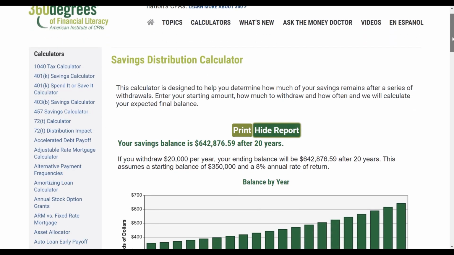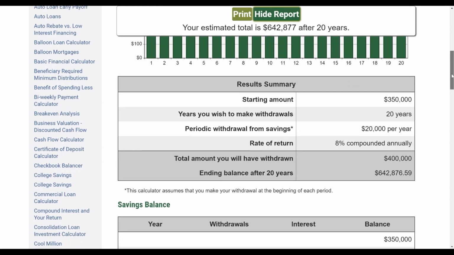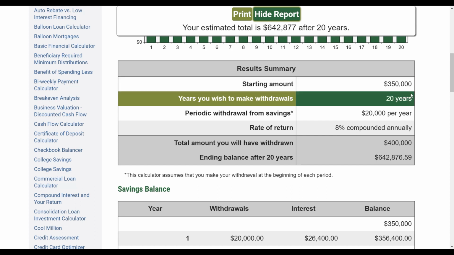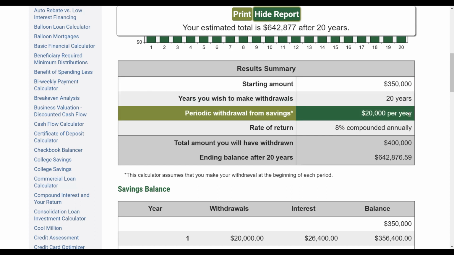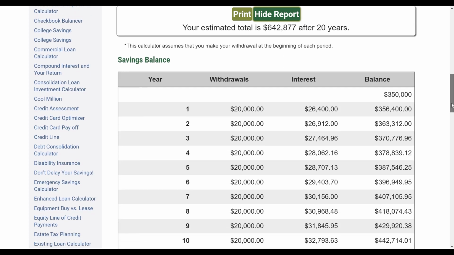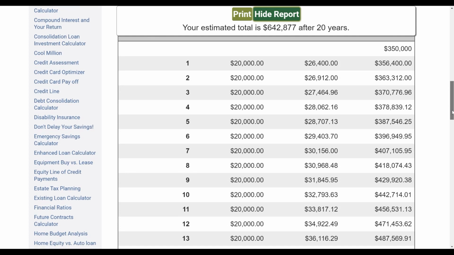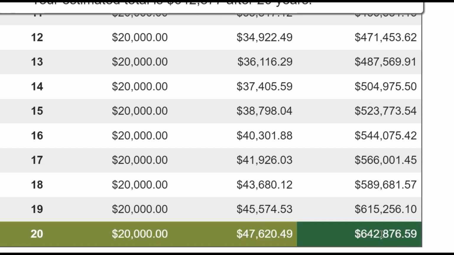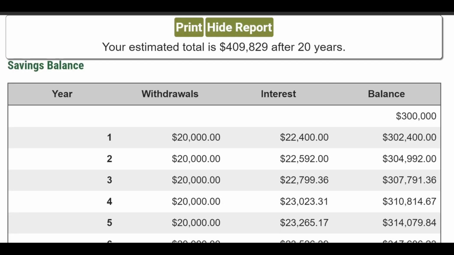In this next example, instead of a starting amount of $300,000, I plugged in $350,000 with an annual return of 8%, an annual withdrawal of $20,000 for 20 years. In this example, you'd end up with $642,876 at the end of 20 years. Of course, if your starting amount is above $300,000 or $350,000, and your annual expenses are even lower than $20,000, you would end up with more.